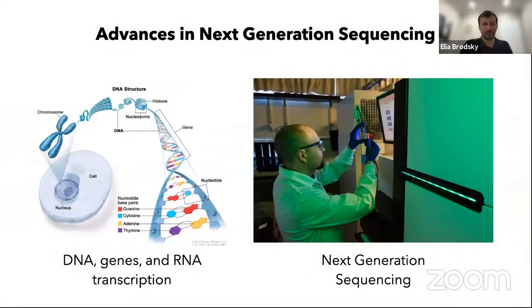Advances in next generation sequencing. So we talked about omics data, and a lot of the omics data is coming from a very specific type of technology. Once it was discovered that the DNA encodes for genes that are then transcribed into RNA, that are then translated into protein, we now know that next generation sequencing represents an excellent opportunity to study these molecular mechanisms of regulation that lead to specific phenotypes.